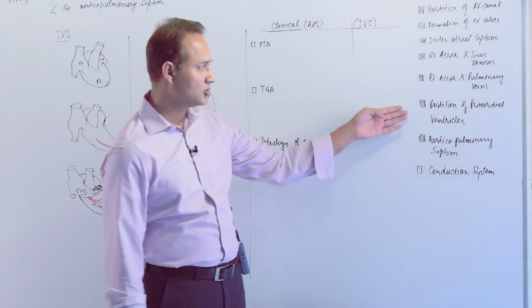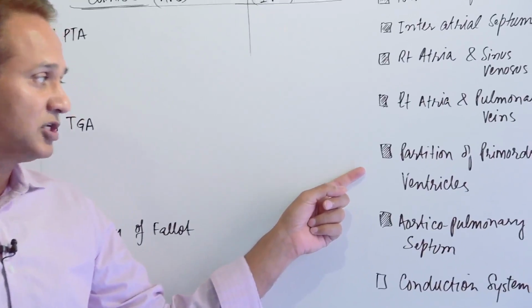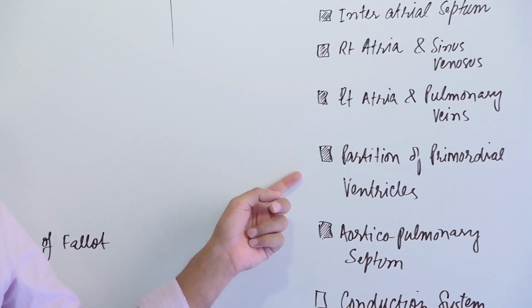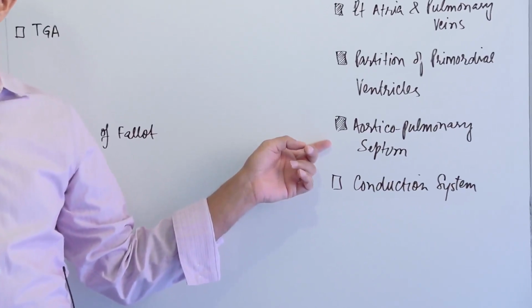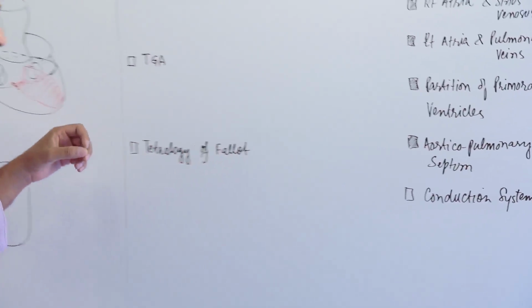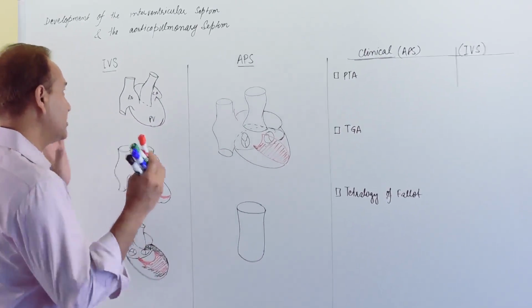The lecture today, we are almost near the end of these lectures. The lecture today is about the partition of primordial ventricle, or the development of interventricular septum and aorticopulmonary septum. Important topics, and also some of the pathologies are really important. The clinical considerations are important. So let's get right into it.